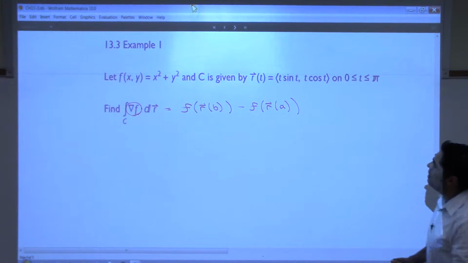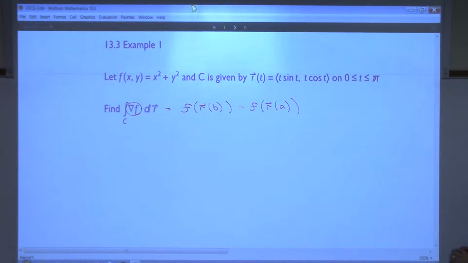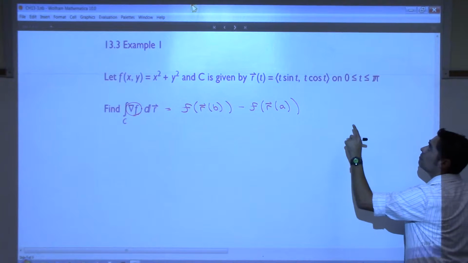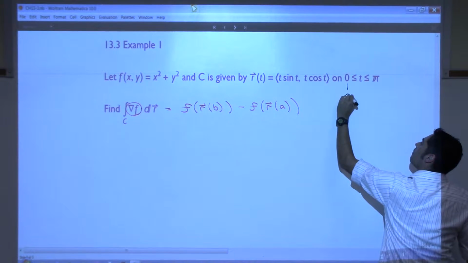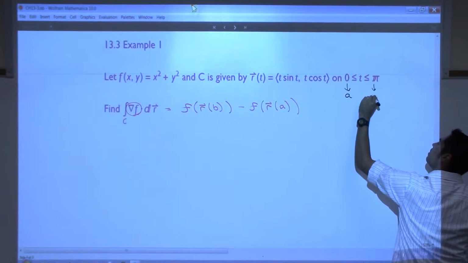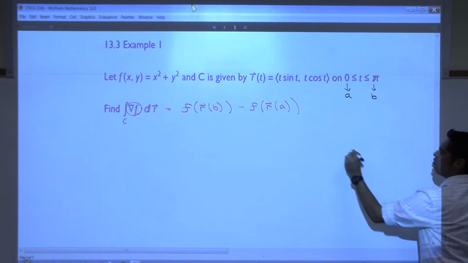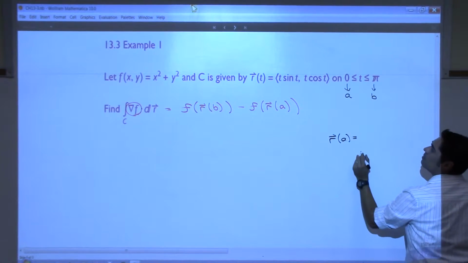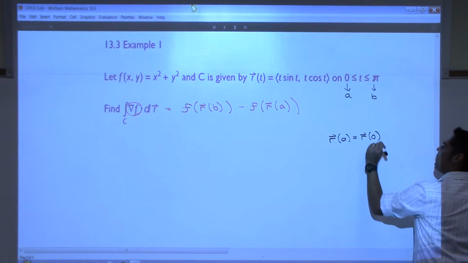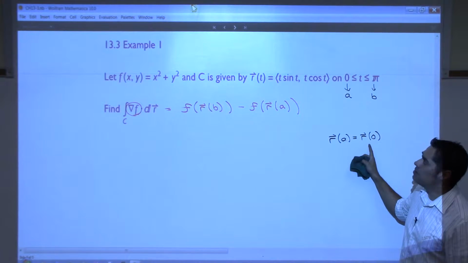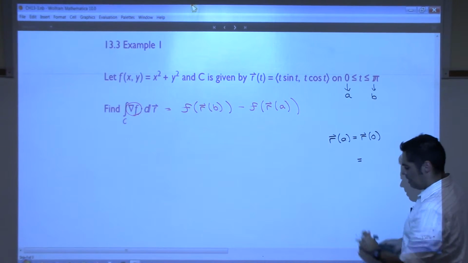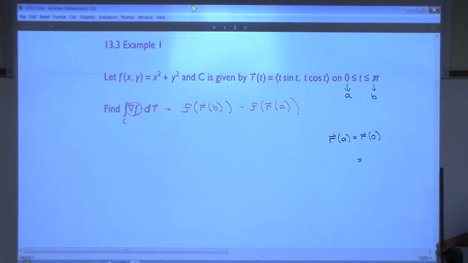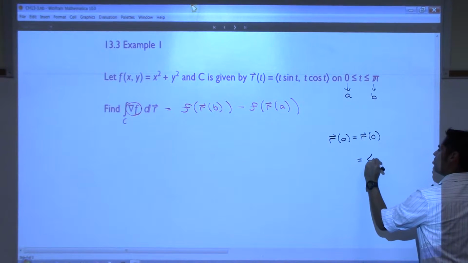Now, what is r of b? Well, what's a, what's b here? a is 0, and b is pi. So let's figure out what r of a is. That's r of 0. Where am I on the curve when I plug in 0? Plug 0 into the curve function for t, and you get 0, 0. So I get the vector 0, 0. Understand?